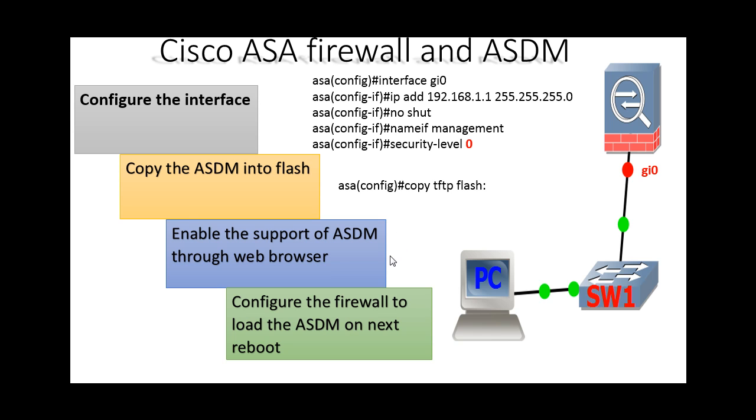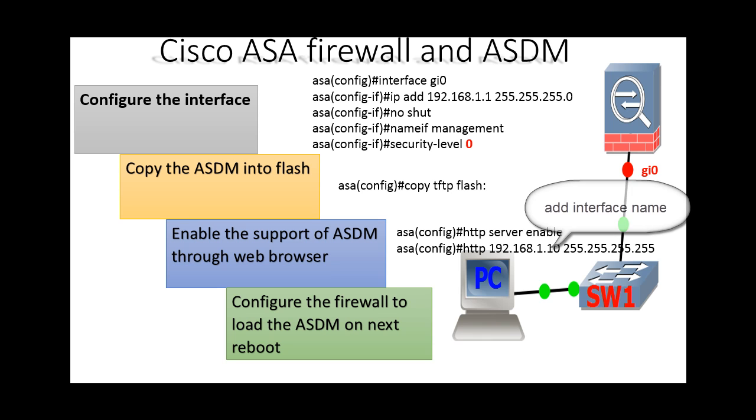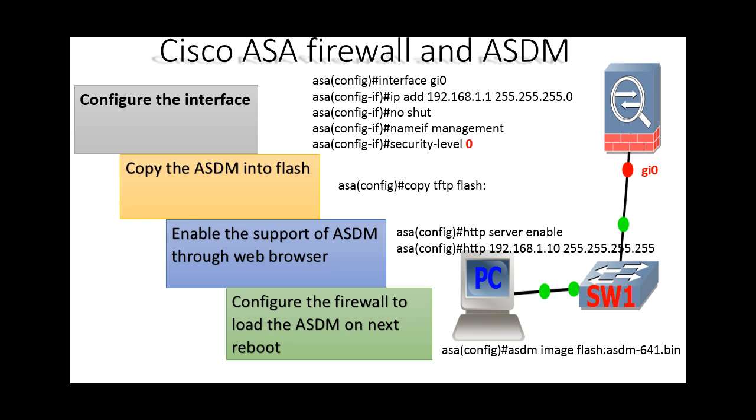The third step is we need to enable the support of ASDM, enabling the HTTP server on the firewall. The other one is to define the addresses which are allowed to use the web browser to access the ASDM. In my case, I have just one host allowed to access the ASDM through the web interface, and I assign it a 32-bit mask. And finally, we need to configure the firewall to load the ASDM image on the next reboot using the command asdm image flash. That means the ASDM image is on the flash, and the image name is asdm-641.bin. Now let's go into the firewall and try to configure these steps.